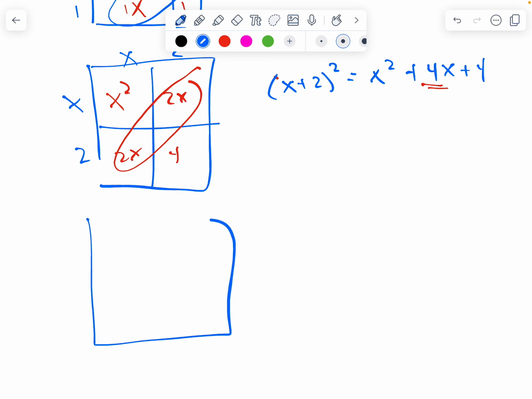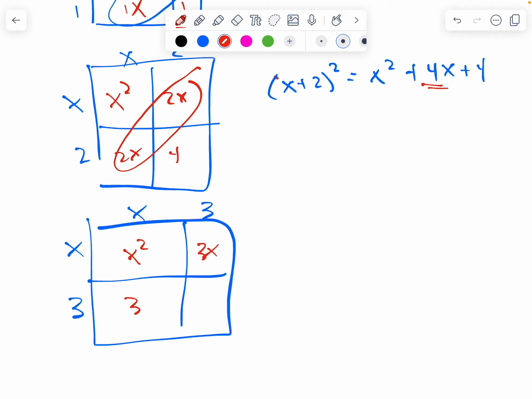Let's say we've got something like this. This is x and 3 and x and 3, and x squared, 3x, 3x, and 9. And so if we write this out, we got x plus 3 squared equals x squared plus 6x plus 9. Now I think that's enough to start looking at some patterns.